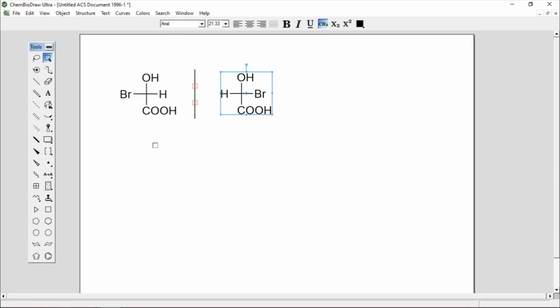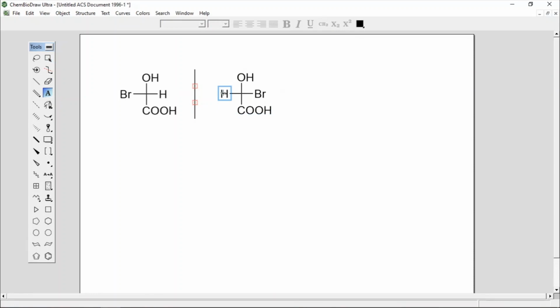So enantiomer means what? These are the non-superimposable mirror images of each other. That is called an enantiomer. You know what my enantiomer is? Enantiomers are non-superimposable mirror images of each other.